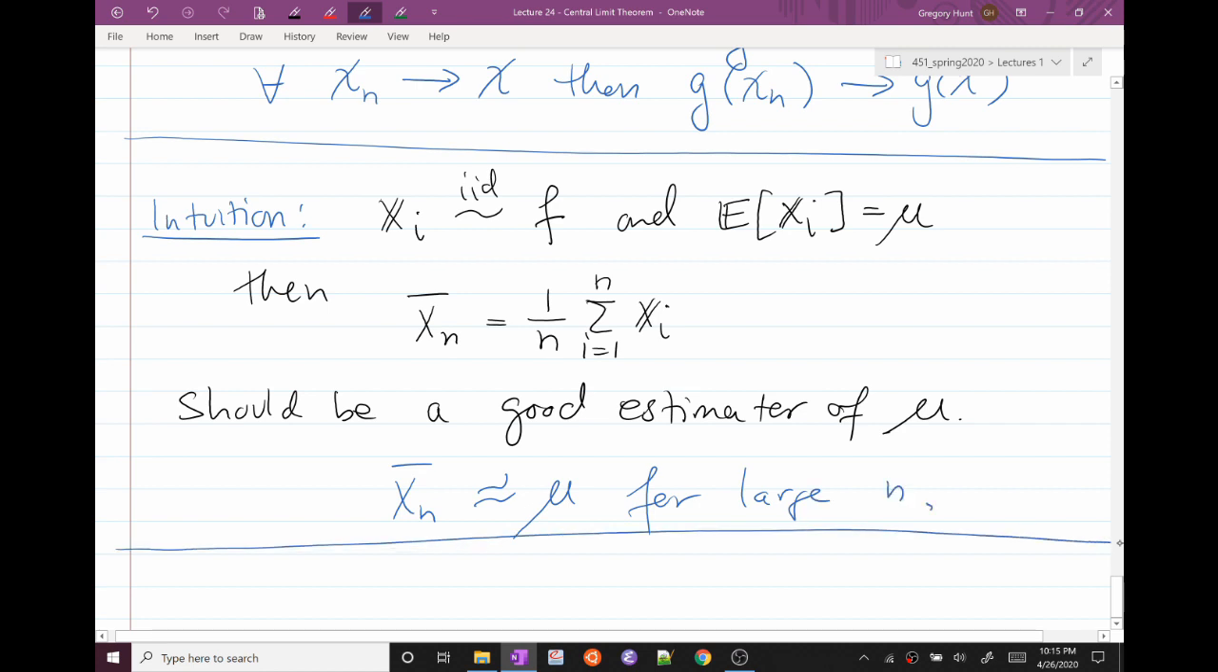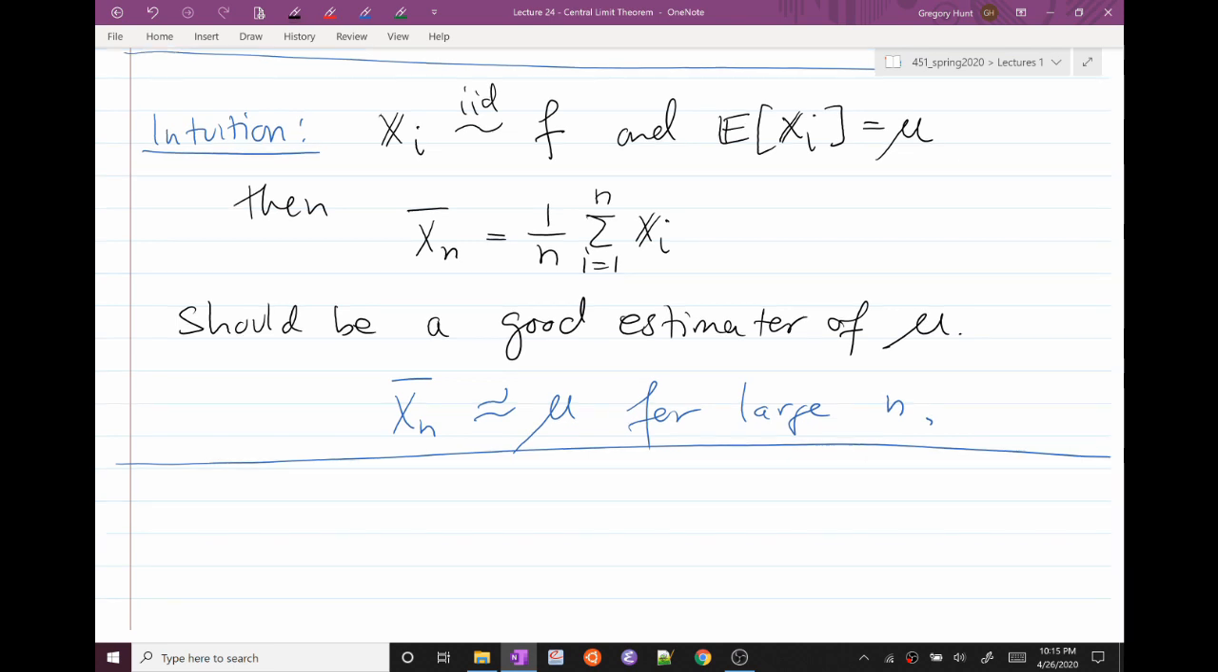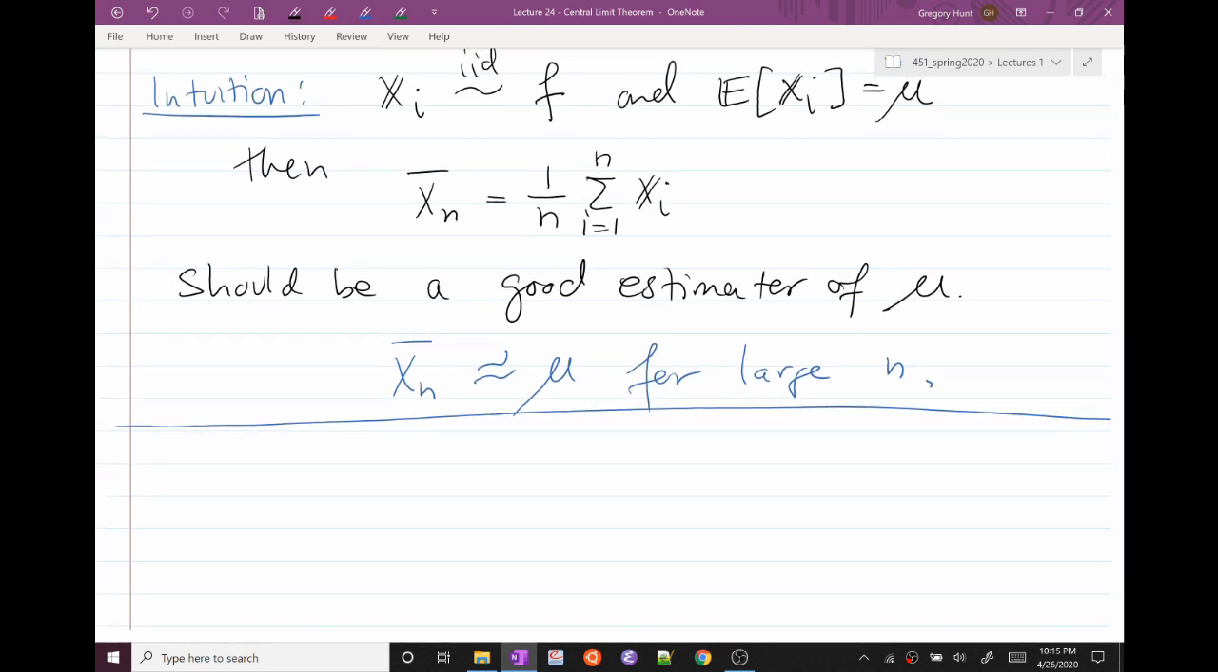Now, saying x n bar is approximately mu is very hand-wavy, but we've now built up a whole machinery of convergence of random variables, and so we can precisely talk about that. We've talked about 3 different modes of convergence: almost sure, in probability, and in distribution. And so there are going to be 3 different ways of talking about how x n bar is approximately mu when n is large. The first 2 ways are called the laws of large numbers.